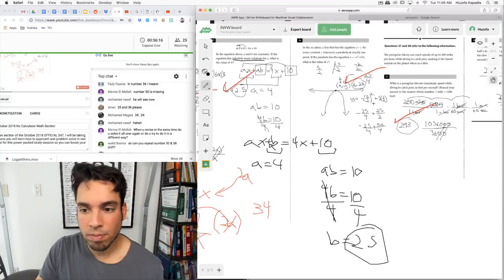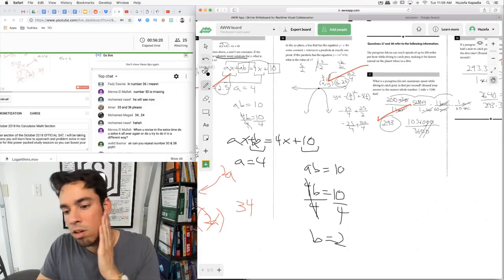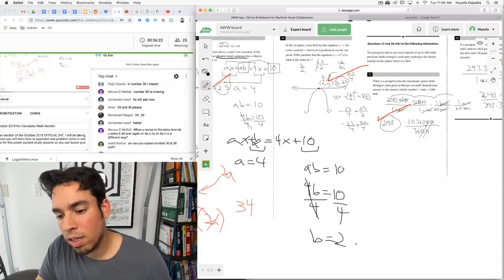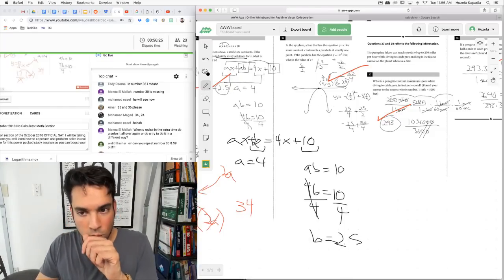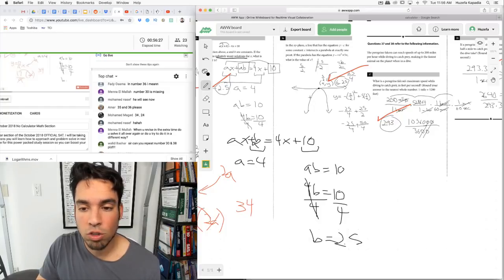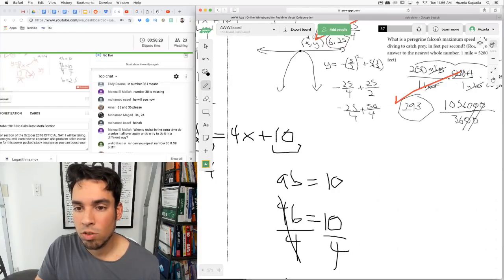36. This is hard to recognize. First of all, we recognize that it's going down because it's negative in front. So that's why I drew it like this. Let's zoom in.